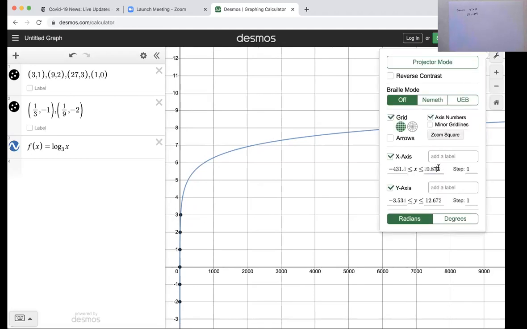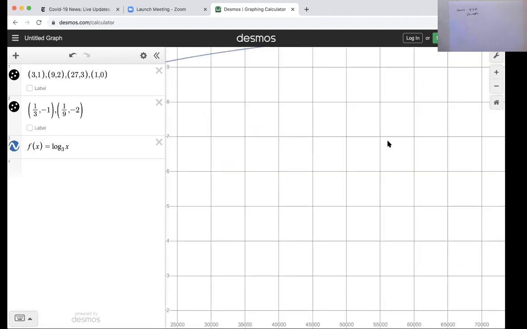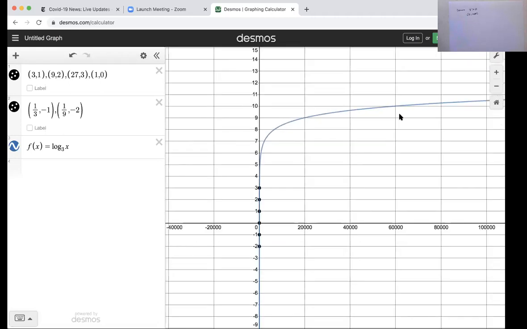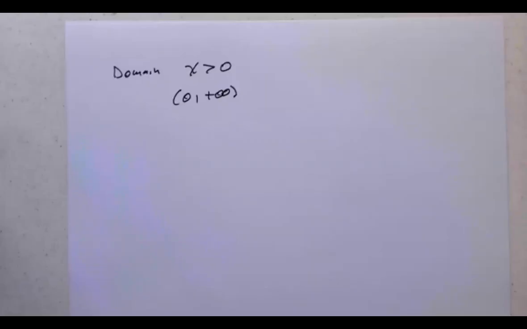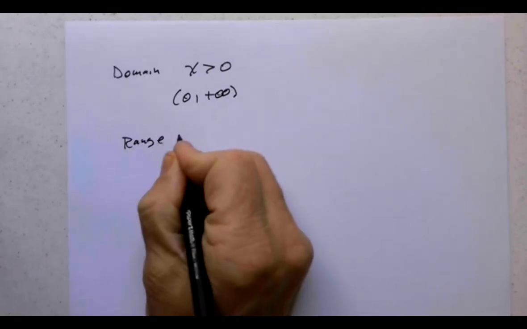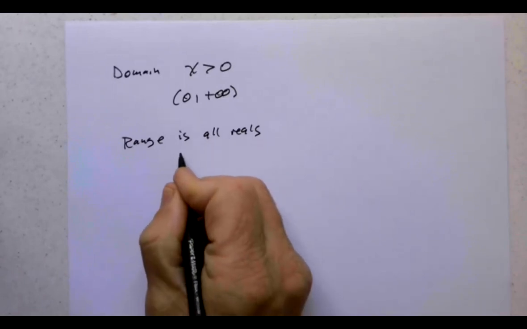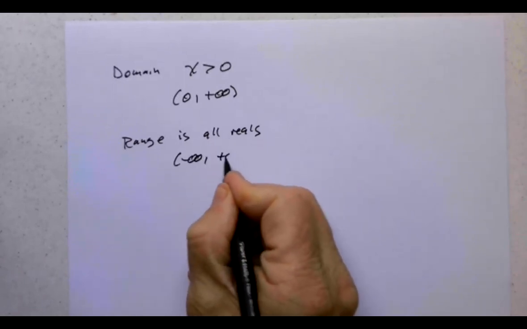And eventually it'll get there, although we may go beyond the realm of the calculator. So there's a few zeros. And yeah, eventually it gets to 10. It got to 10 around here, around 60,000. But wow. So it is growing. It'll hit all the y values, but it takes an awfully long time to get there. But our range is all real numbers. So the range is minus infinity to plus infinity.